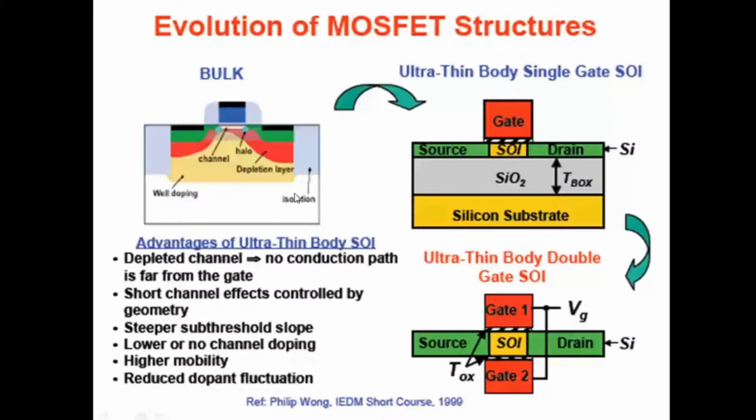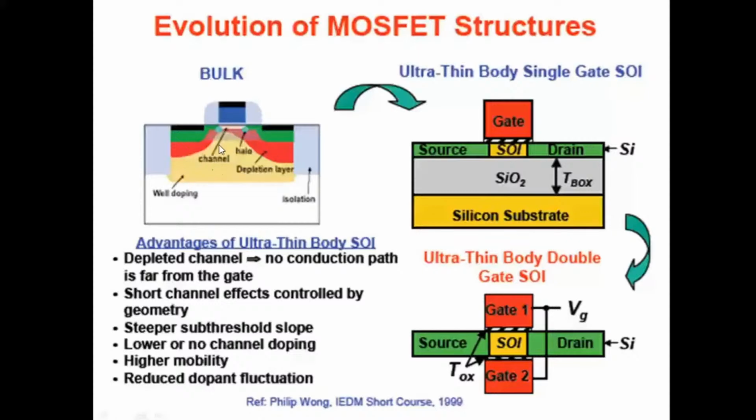This is a bulk MOSFET. In this bulk MOSFET, if we see, the depletion regions depicted in red are very close to each other, and this results in source to drain leakage current.